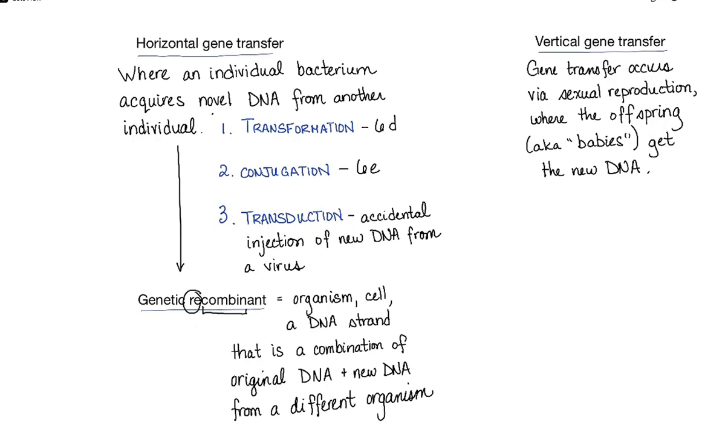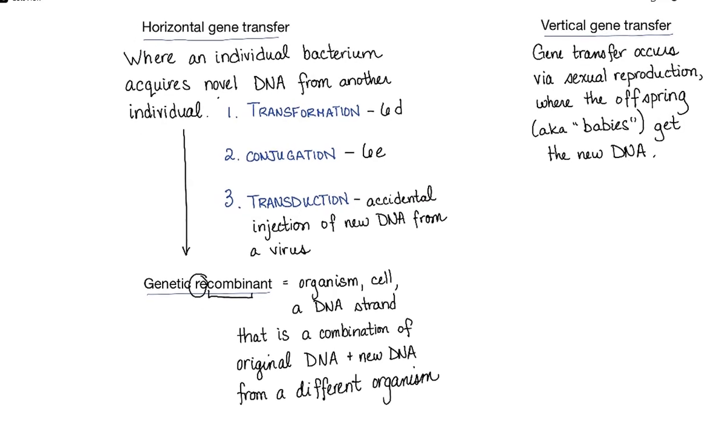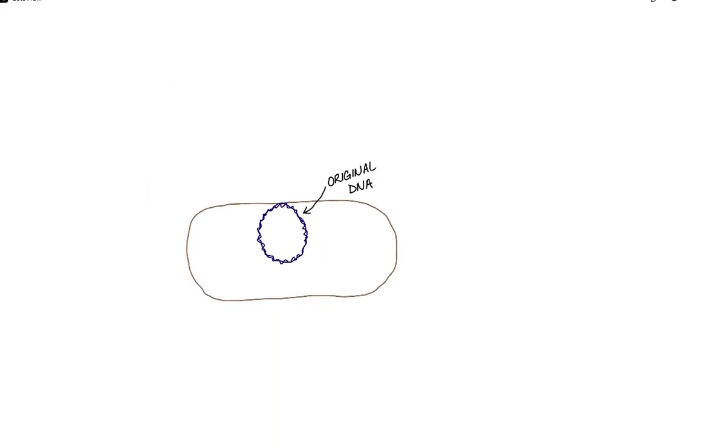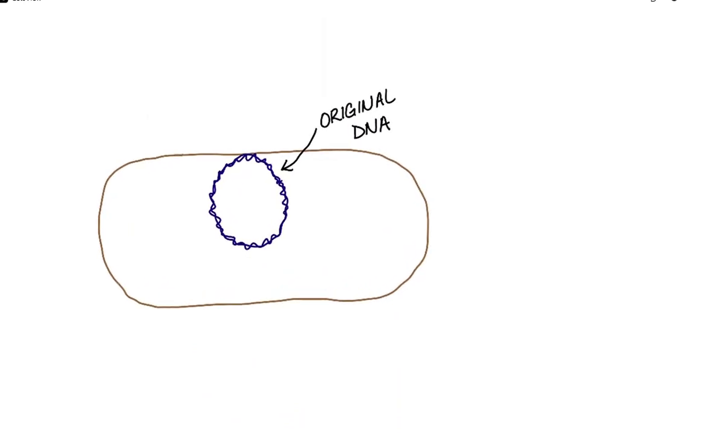Okay, since our focus is prokaryotes, let's come back down to this genetic recombination idea and think about some ways in which this might occur. So imagine if I have a bacterial cell and they have a chromosome, and that's all their original DNA. There are essentially two major ways in which that cell can become a genetic recombinant. Sometimes we just use the term recombinant for short, and we assume the word genetic is implied.